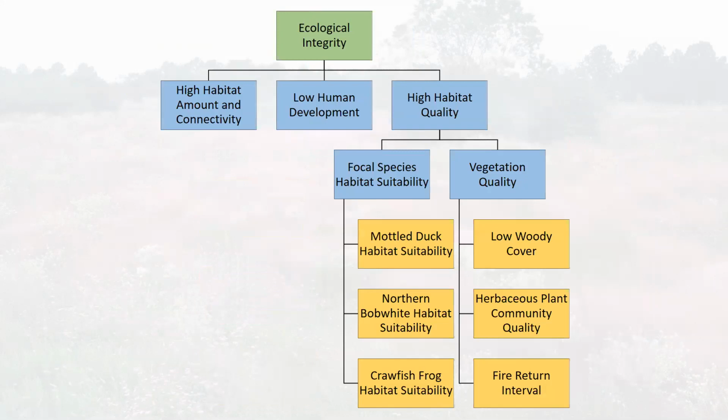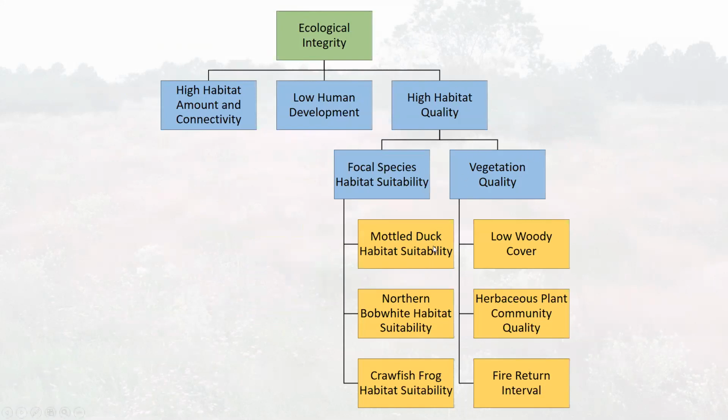Habitat quality is a more site-level metric that generally consists of a combination of focal species indicators and vegetation or hydrologic indicators. Here we're showing the indicators used for tallgrass prairie habitat quality. Vegetation quality takes a mean value from woody cover, herbaceous quality, and fire return interval, while focal species habitat suitability takes the highest value of the potential focal species. All of these indicators in orange are calculated on their own based on their own thresholds and then converted to a -1 to +1 scale that allows them to all be combined into these higher level indicators.